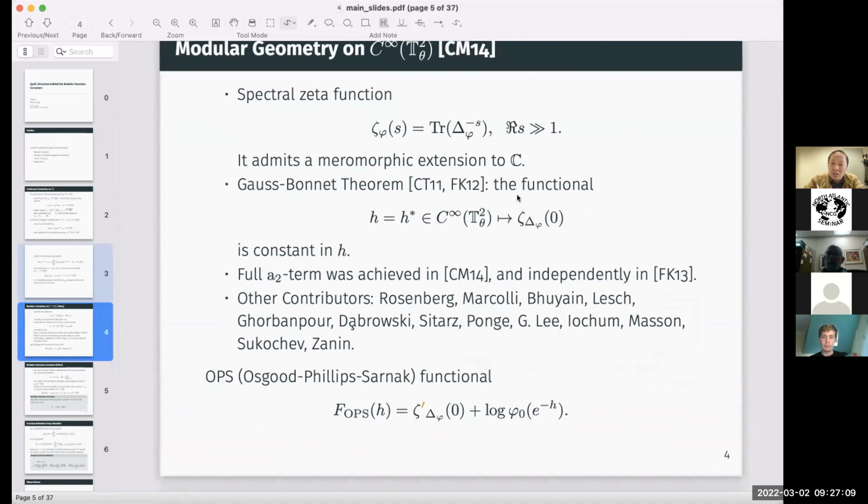Notice that in the first step we look at this zeta function at 0 and we have a constant function, right? So what to do next? Once you have a constant function, naturally we can look at the first derivative of this function at 0. This is the Ray-Singer determinant, following the model on closed Riemann surfaces, a famous paper of Osgood, Phillips, and Sarnak.